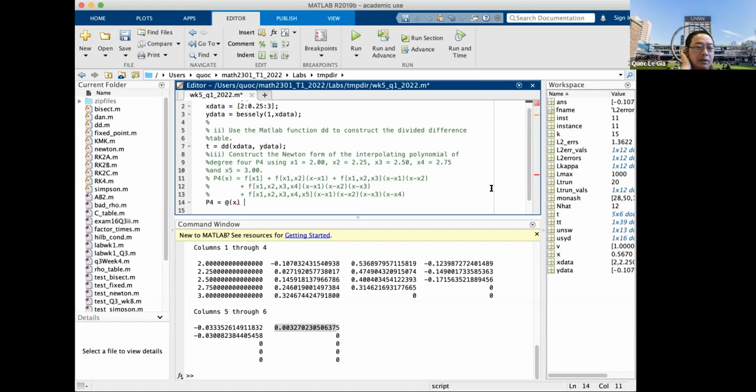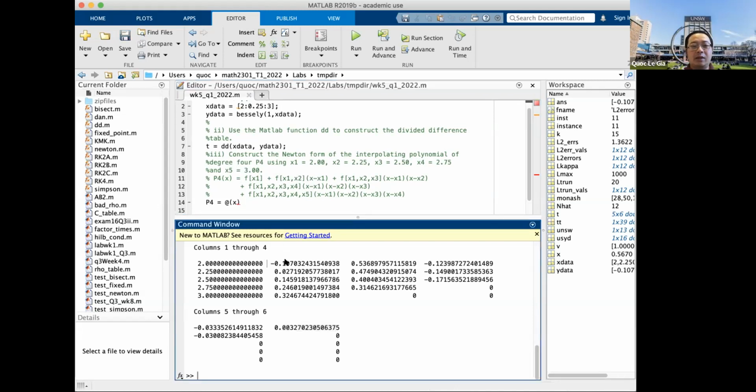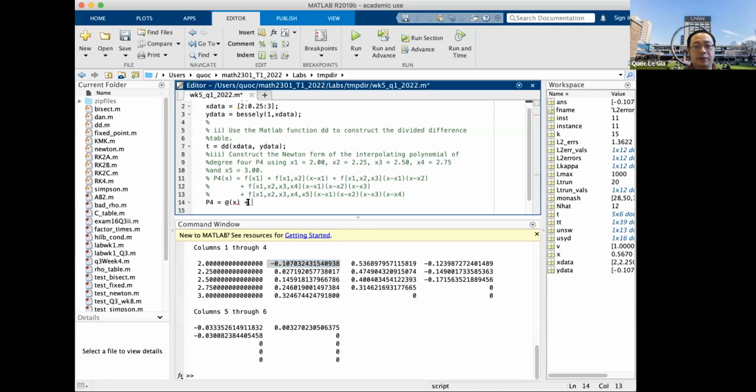Yes, two, I agree, but actually f(x1) is not two. x1 is two, but f(x1) is not two. Actually f(x1) is this number. So it should be T(1,2), and then you say x minus x1. Now where do you get x1? Yes, you can take xdata(1). Right, so you get the idea.